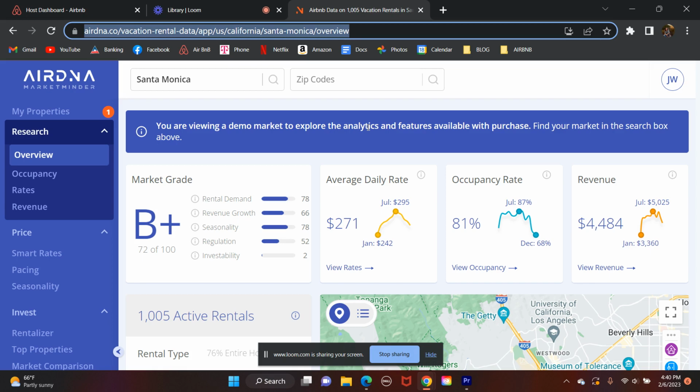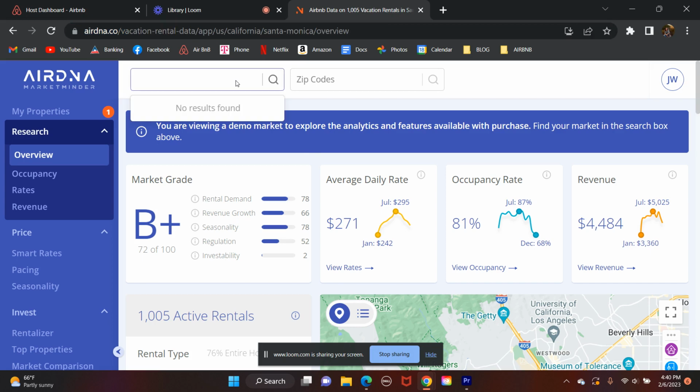Something I do, not just to see if the area that you're maybe getting property in is profitable, but also just to determine your nightly rate if you already have a property somewhere, is something called AirDNA. So it's just AirDNA, and it's a market minder is what they call it. I'll put the link to that in my bio again if you want to just go straight there.